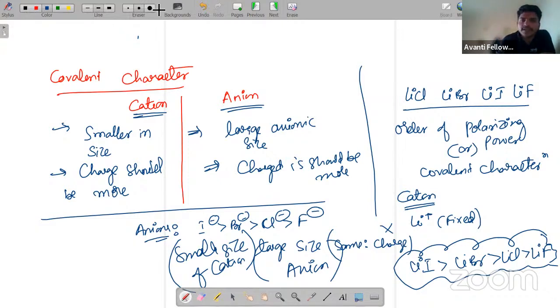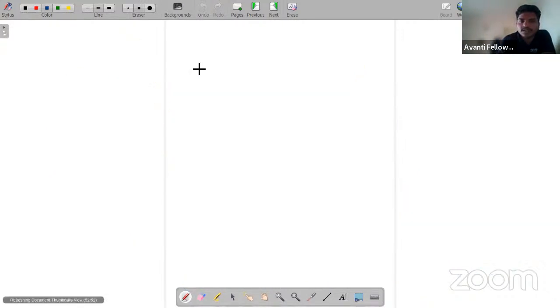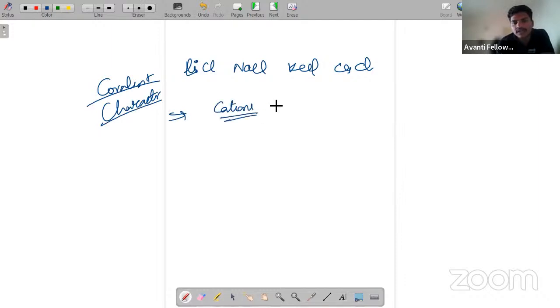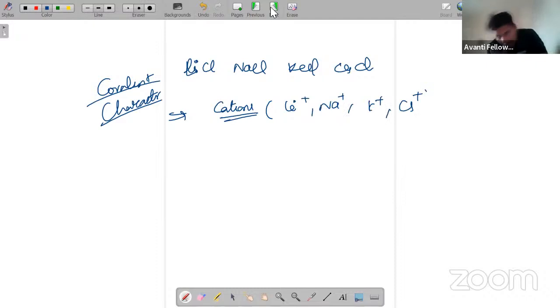Okay, now let me give you some other examples like LiCl, NaCl, KCl, and CsCl. If I am asking about covalent character, how do you find it? First of all, you need to write all the cations and anions. Here the cations are different: Li plus, Na plus, K plus, and Cs plus. These all are cations, so the cations are varying.